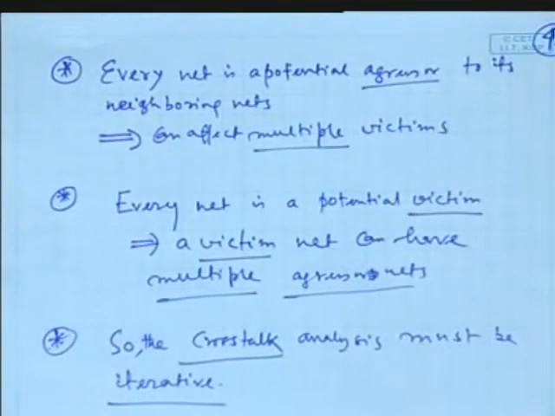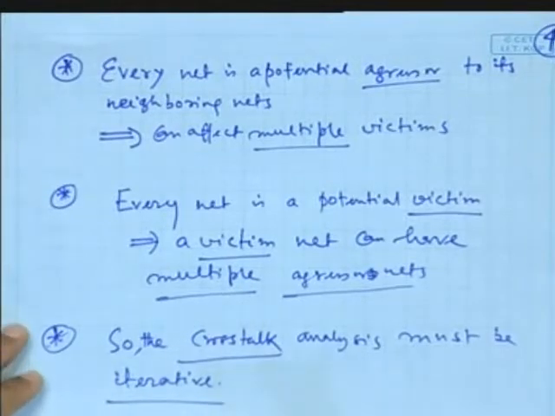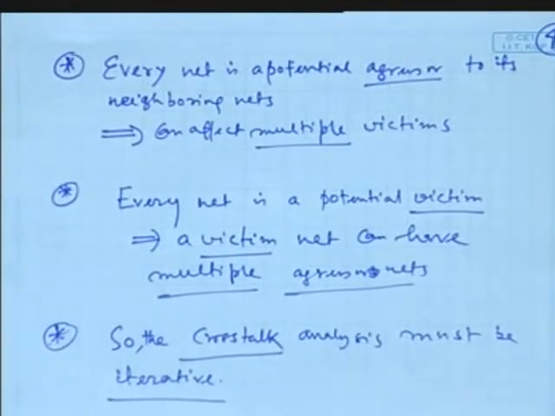Now every net inside your design is a potential aggressor to its neighboring nets and can affect multiple victims. That's okay, well understood, right? It's no problem. It can affect this fellow. It doesn't mean that its effects on the left side get changed. So from the victim's point of view, every net is a potential victim, even the aggressor. So aggressor and victim, this concept is relative.